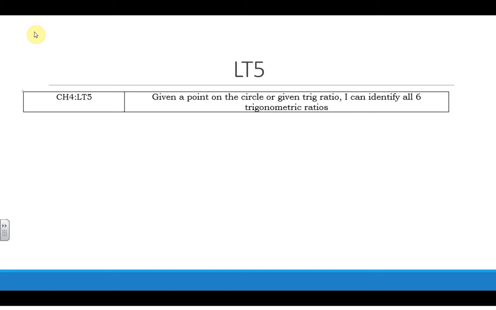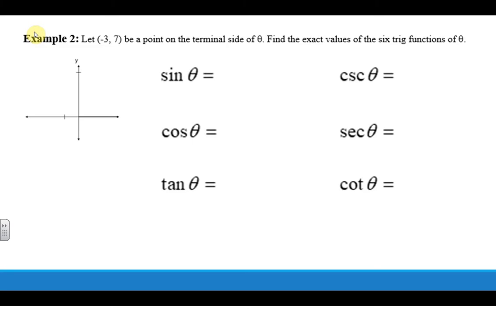And here we go. Given a point on the circle or given a trig ratio, I can identify all 6 trigonometric ratios. Basically, we'll give you a point and you graph it.